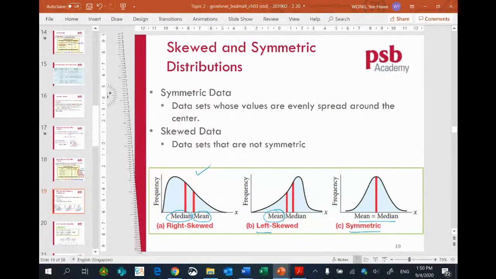If the mean is bigger, it is right. Mean on the right, then it is right skew. Mean on the left is called left skew. Mean and median the same, then it is a symmetrical graph.